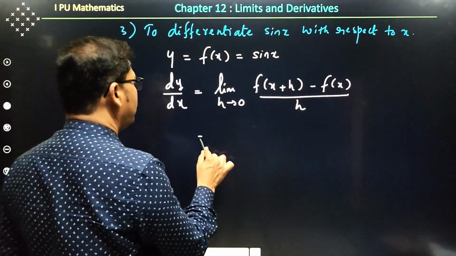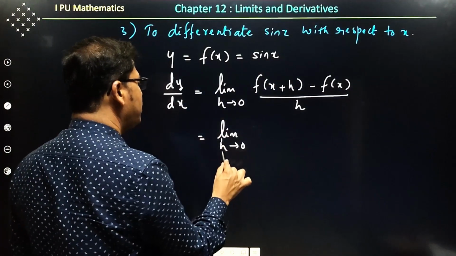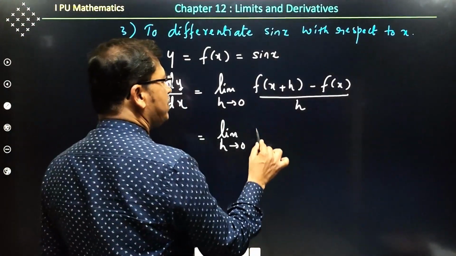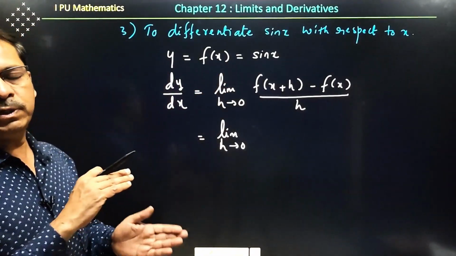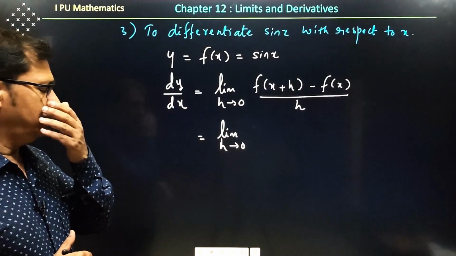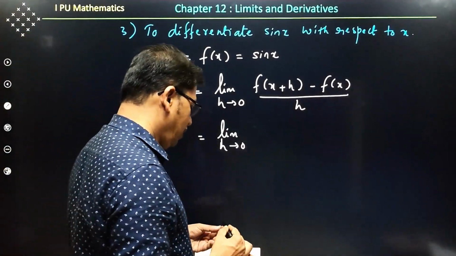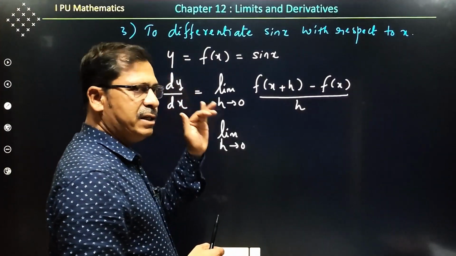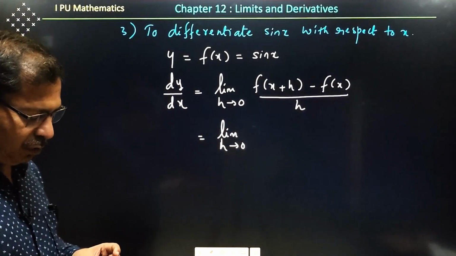So this is equal to limit h tends to 0, f of x plus h. What should I write here? f of x equals sin x. So f of x plus h equals what? You should tell me. Come on.